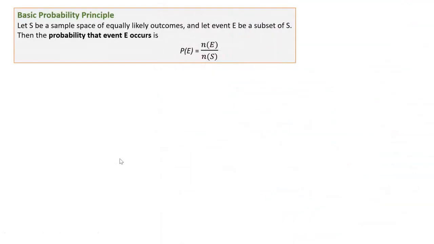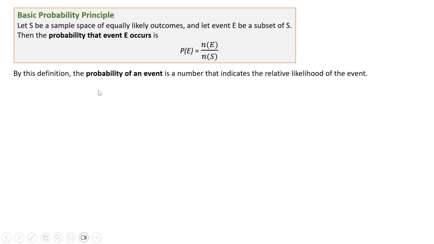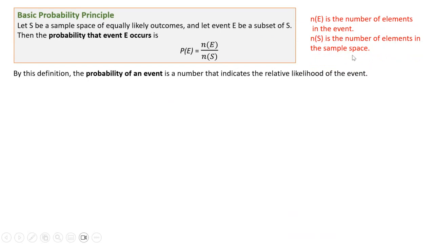Basic probability principles. It says here, let S be a sample space of equally likely outcomes, and let the event E be a subset of S. Then the probability that event E occurs, this is a formula: the probability of the event E is equal to the number of outcomes in E over the number of outcomes in the sample space. N of E is the number of elements in the event, and N of S is the number of elements in the sample space, what I just mentioned earlier.